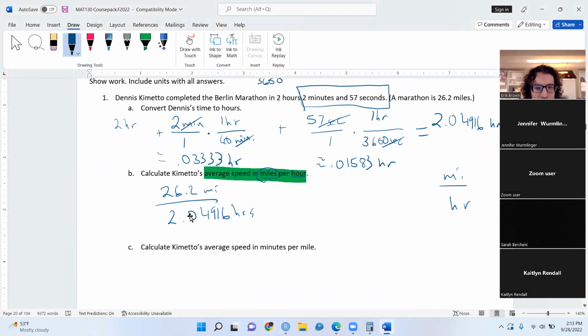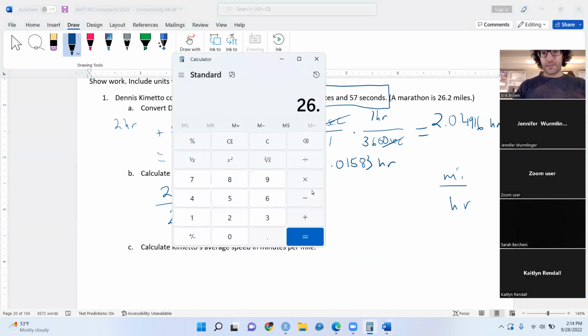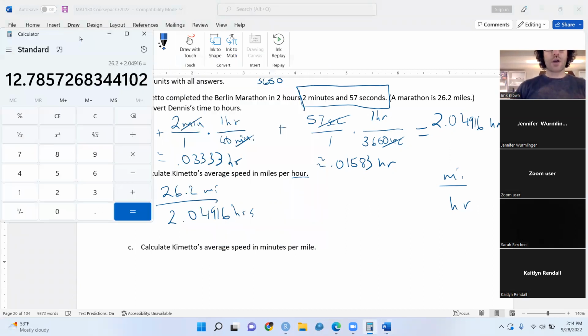Are we happy with this number? I think this isn't correct because of the English. Do y'all get what I'm saying? It says miles per hour, not hours, which implies a unit rate, which implies we want a 1 in the denominator. So let's do that division. 26.2 divided by 2.04916.